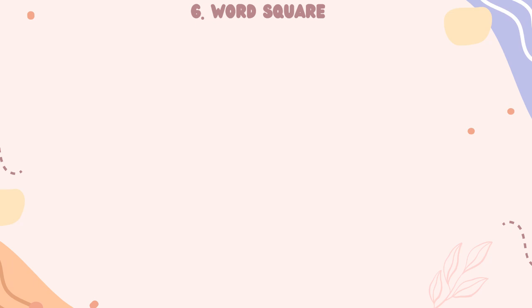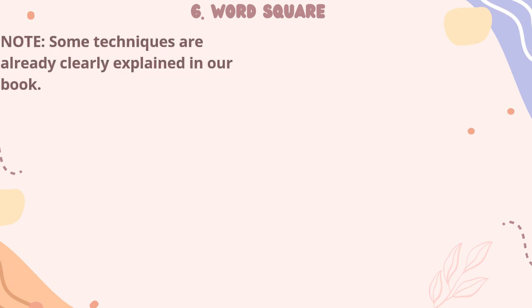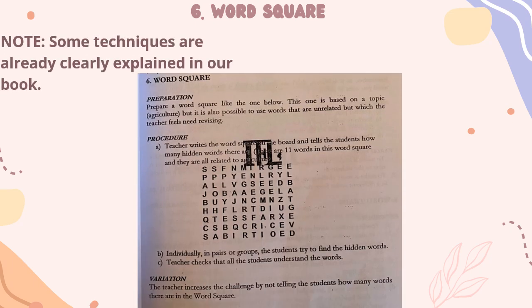In technique number 6, we have word square. This is probably the technique I am sure most of you have done when you were young. As you can see in the picture, you put random letters in different rows, and the words you want them to find are hidden among those letters. They can do this in a group or pairs or even individually. It is entirely up to you.